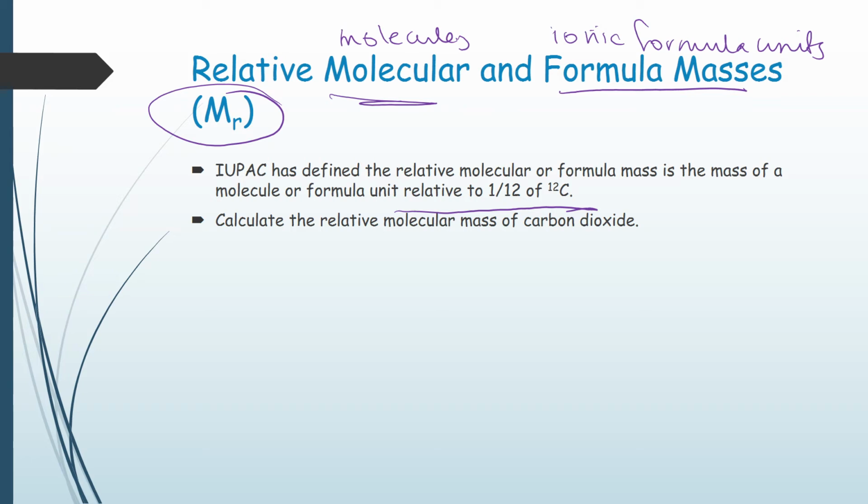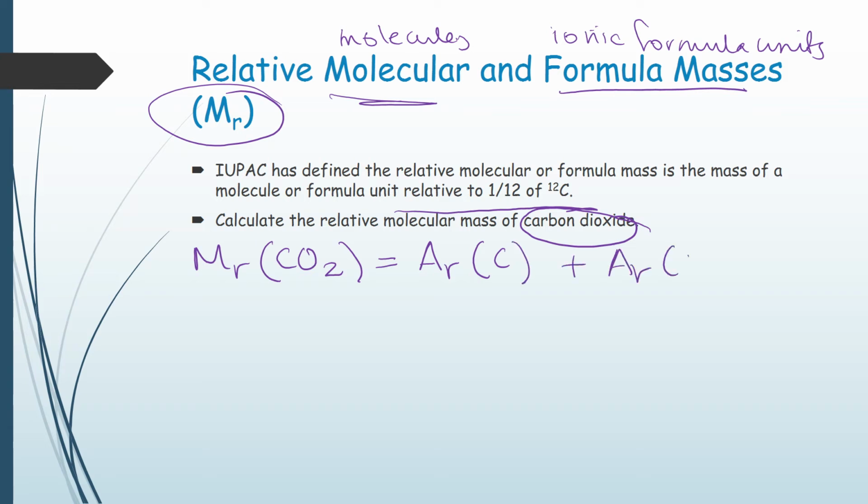So let's look at how to do this. The first thing is, the most difficult thing about this entire process is writing the formula. If you can do that, you can do these. So I'm going to go, the relative molecular mass of carbon dioxide is equal to the relative mass of carbon, add the relative mass of oxygen, and because the formula has 2, we times it by 2.